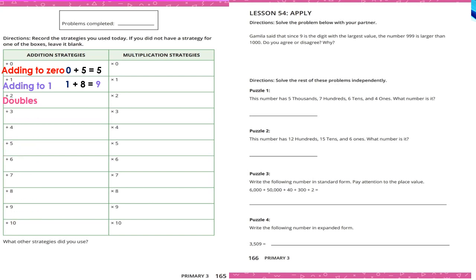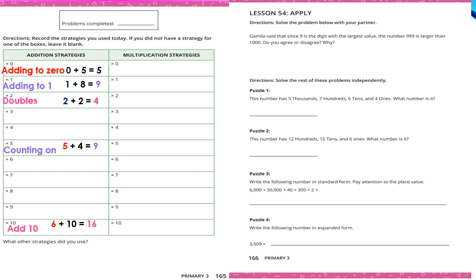Adding to 1. For example, 1 plus 8 equals 9. Doubles. For example, 2 plus 2 equals 4. 3 plus 3 equals 6. 4 plus 4 equals 8. Counting on. 5 plus 4, big in my mind, small in my fingers. 5 in my mind, 4 in my fingers. After 5, 6, 7, 8, 9. So the result here equals 9. Here I make counting. Add 10. 6 plus 10 equals 16.